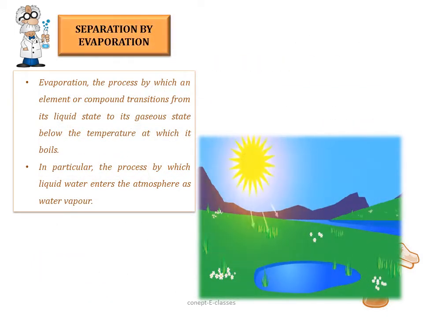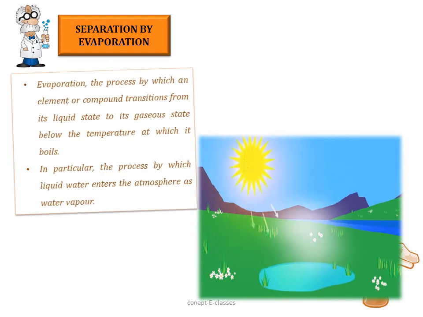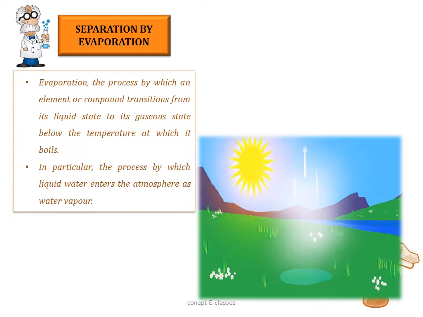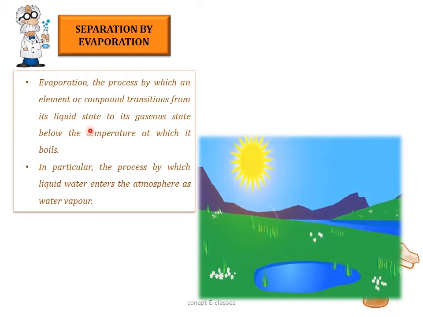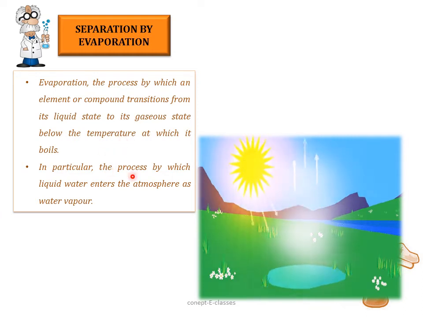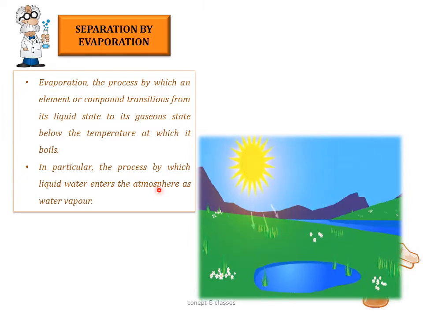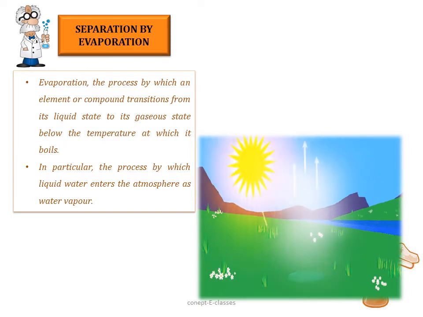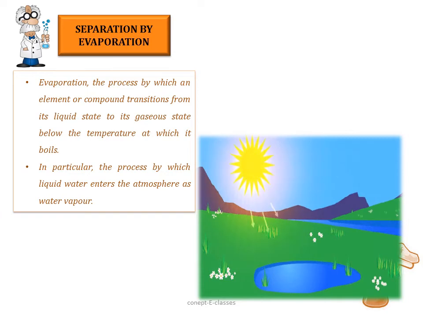So first let's see the separation by evaporation. Now what is evaporation? Evaporation is the process by which a substance undergoes transition from its liquid state to its gaseous state below the temperature at which it boils. Or in simple words, it's the process by which liquid water enters the atmosphere as water vapor. We have already explained this evaporation in chapter 1 of class 9 science. If you have any doubt, please refer to the slides of that chapter.